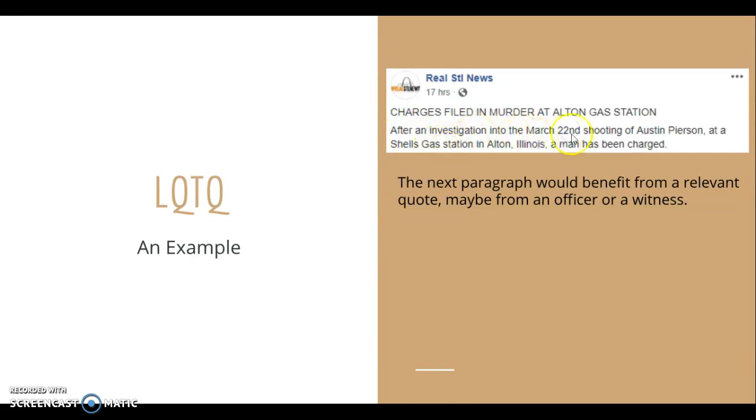So you are giving the who, what, when, where, why of all of this. You're telling us mainly what happened. We need to know specifically what happened. That's what the reader wants to know.